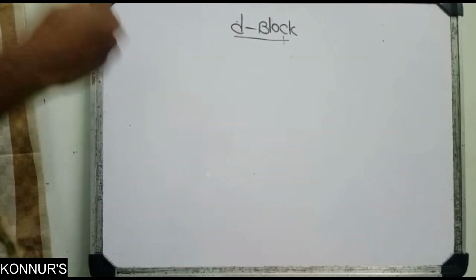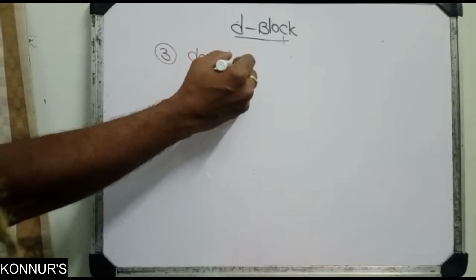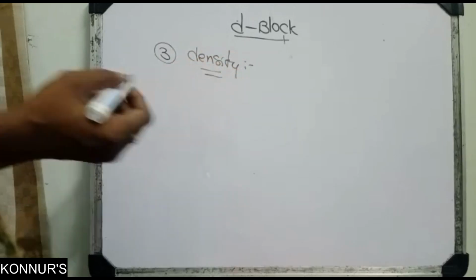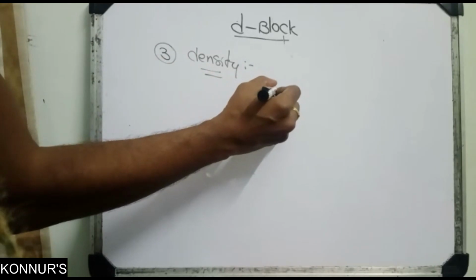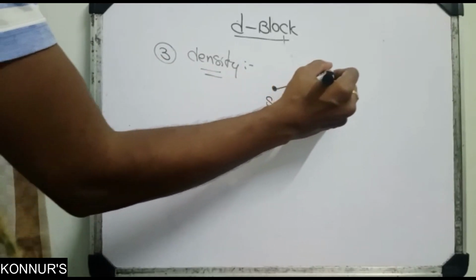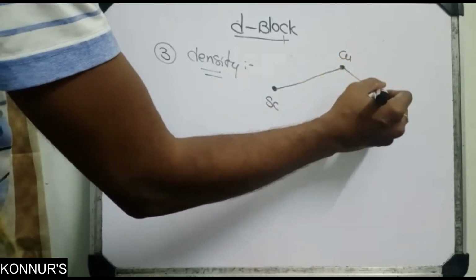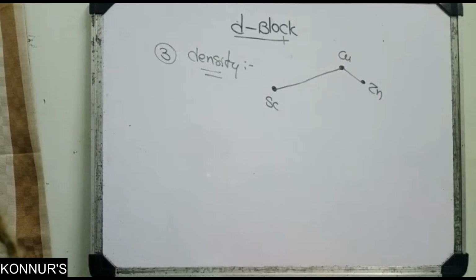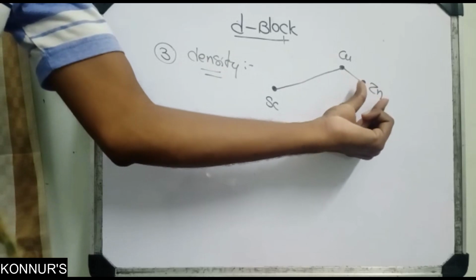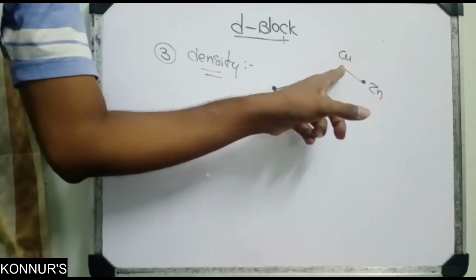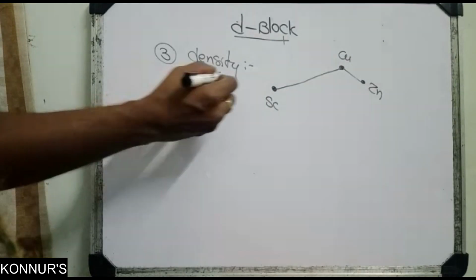Next, we discuss density. Left to right in a period, the density gradually increases. Suppose you take the 3D series, scandium, titanium, vanadium, chromium, manganese, iron, cobalt, nickel, up to copper, it increases. Further, zinc decreases. Here, zinc is completely 3D10, so 3D10 means the repulsion increases. Volume increases, which means automatically the density decreases. So this is for the 3D series only.